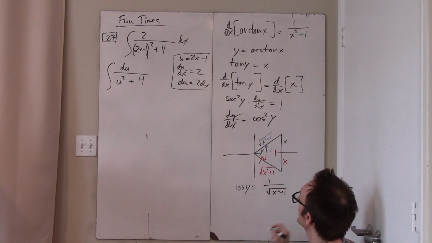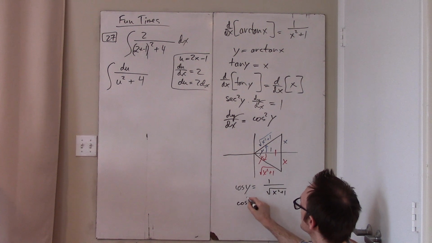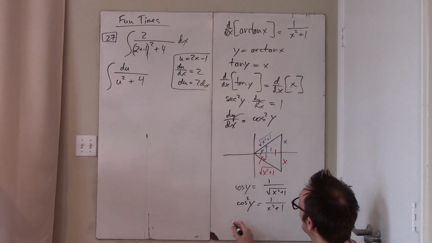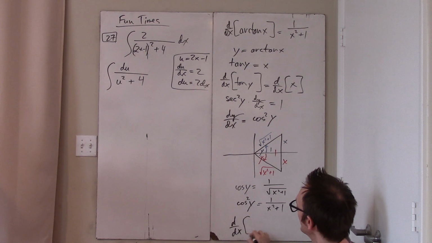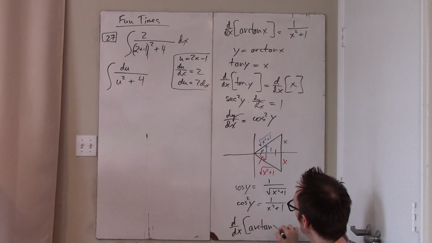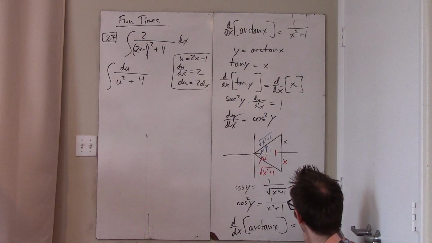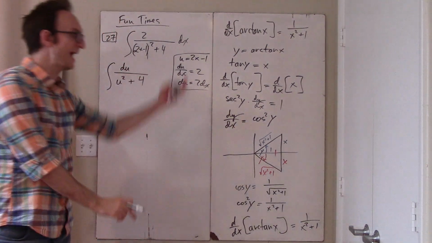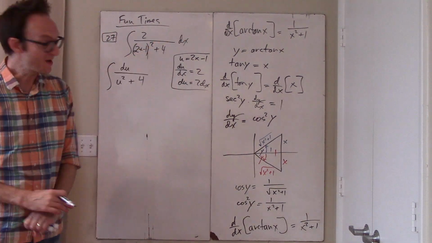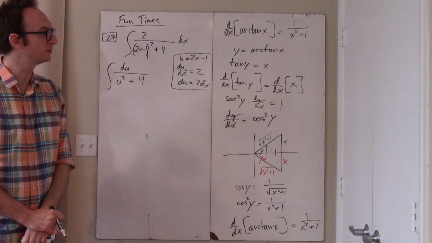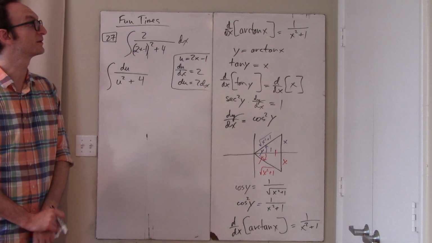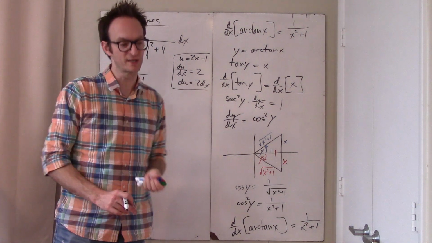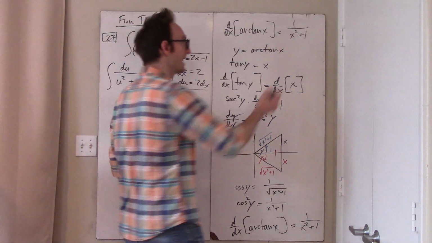Okay, this was just too slow. Cosine squared y is therefore 1 over x squared plus 1. And therefore, the derivative of arctan is 1 over x squared plus 1. Okay, I apologize if you didn't need that review, but this is how you, in 1 or 2 minutes, by yourself can recall all of the formulas for the derivatives of the inverse trig functions, and you actually need to know all of these formulas, kind of just by heart.